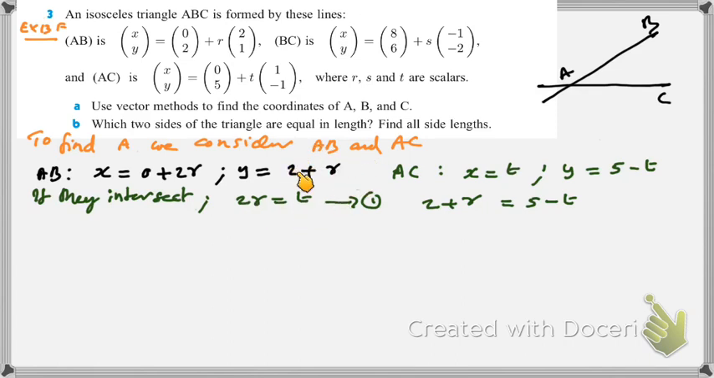I also equate the y coordinates now. So 2 plus r has to be equal to 5 minus t. The y coordinate from AB is 2 plus r. The y coordinate from AC is 5 minus t. So 2 plus r is equal to 5 minus t.